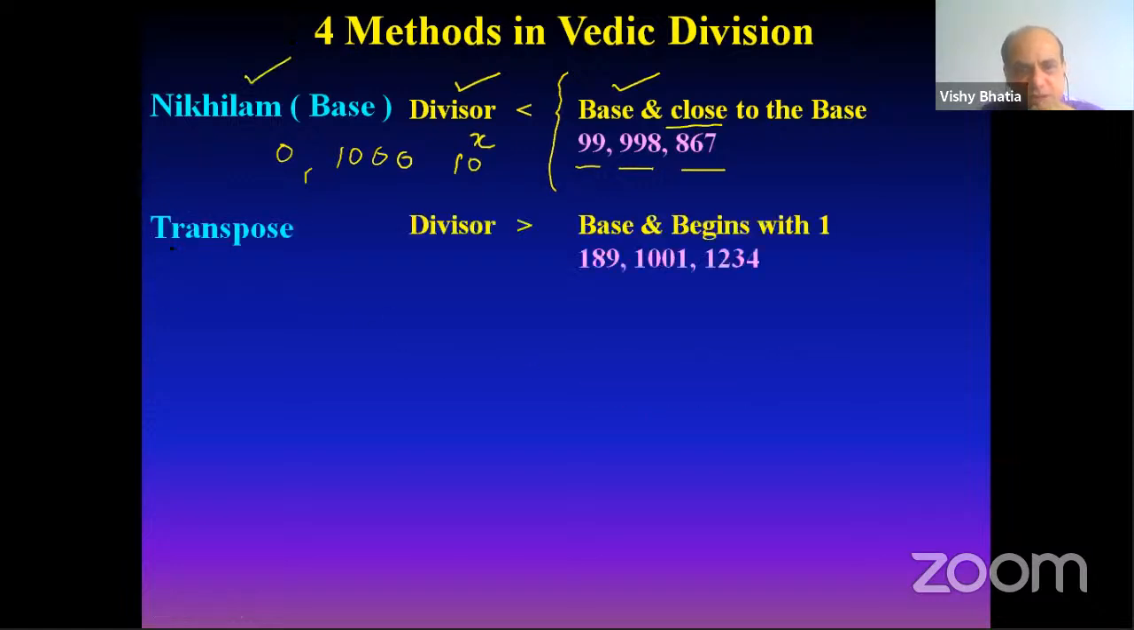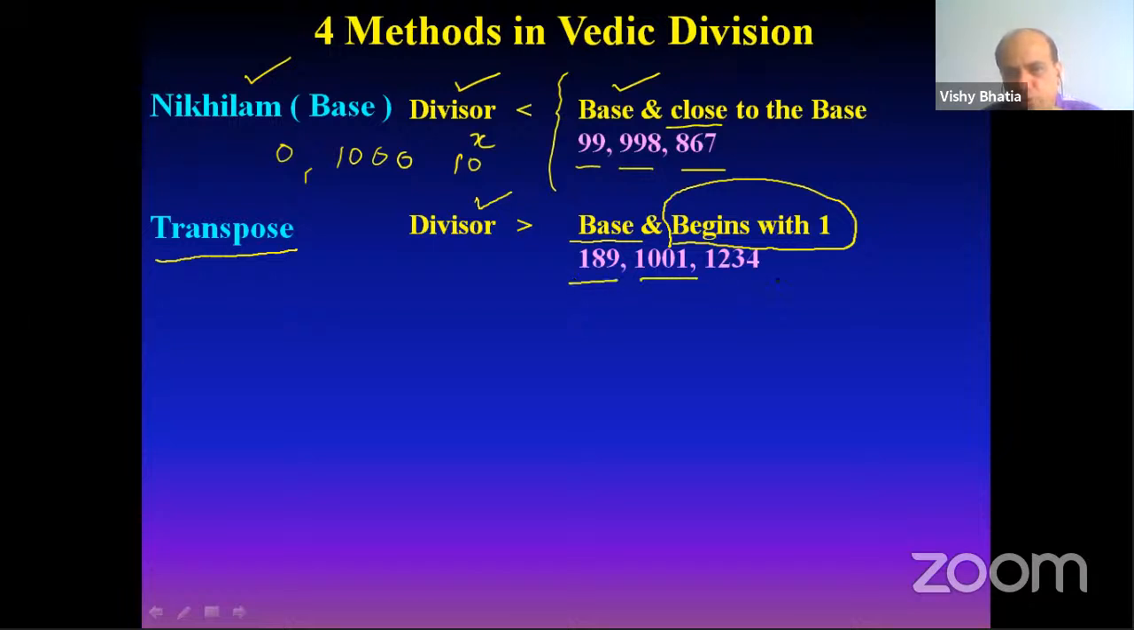Then the second method that we use is the transpose method. I think it's called the Yavadunam, sorry, the Paravartya Yojayet method. I'm not very good at all these Sanskrit terms. When do we use it? When the divisor is greater than the base, and please bear in mind that the divisor begins with a 1. This is extremely, extremely important. So 189, 1001, 1234. But supposing we have to divide by 201.